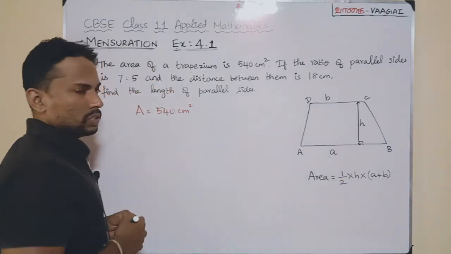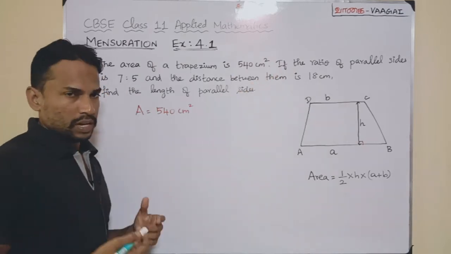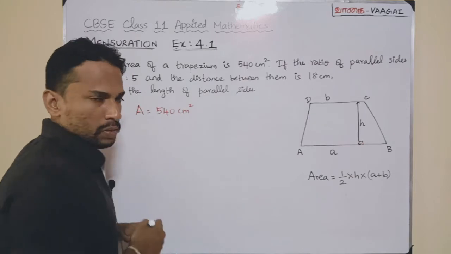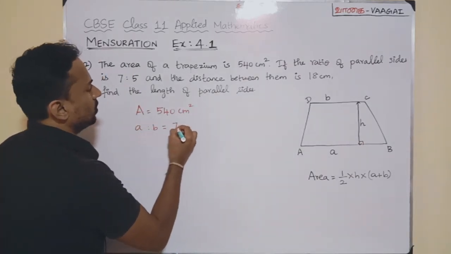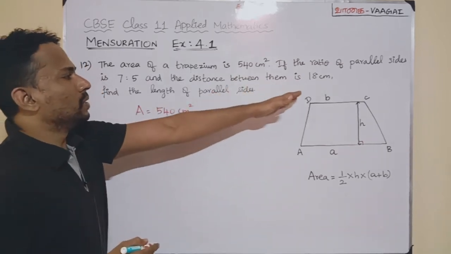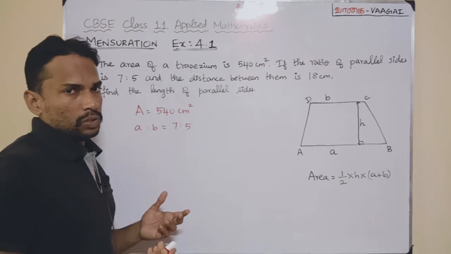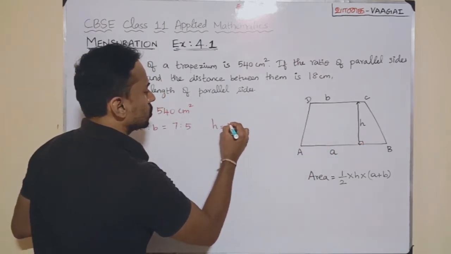Now coming back to this question. What is given here? The ratio of the two parallel sides is 7:5, which means the ratio A is to B is 7:5. And also the distance between them is 18 centimeter. What about the distance between them? H. So H is equal to 18 centimeter. So all these things are given.